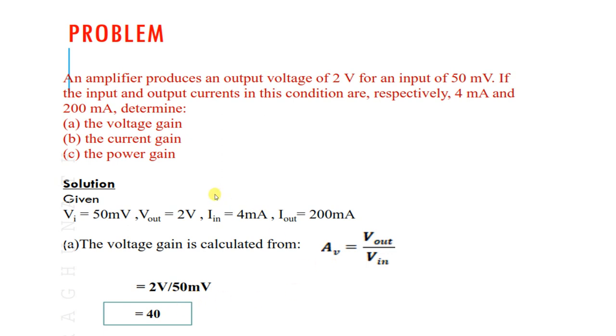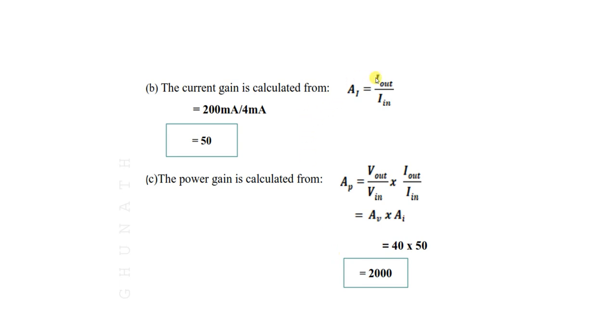Similarly, current gain is A subscript I, it is I out by I in, output quantity by input quantity. A means gain, I means current. Current gain is output current by input current. In the problem, it is given that 4 milliamps is amplified to 200 milliamps. Both in numerator and denominator milli is there, so it will get cancelled. It is just 200 by 4, which is 50. Again, current is amplified by 50. Don't write amps.